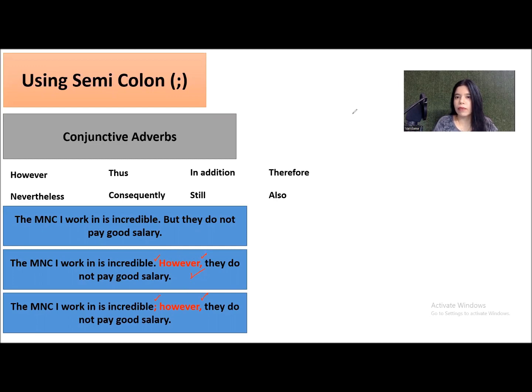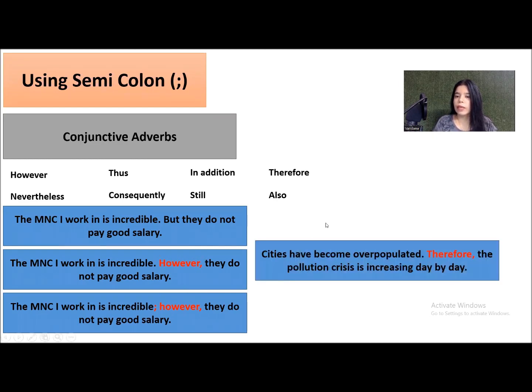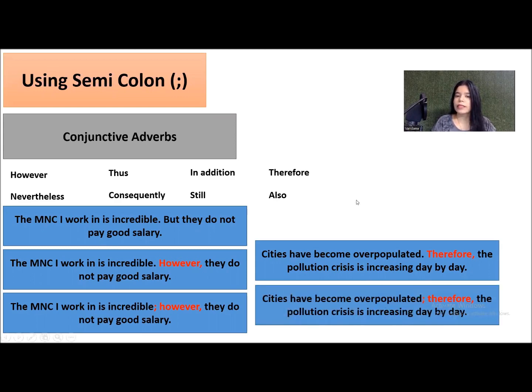Let's understand with one more example. It says here, cities have become overpopulated. Therefore, the pollution crisis is increasing day by day. Again, I'm using a comma after therefore because I have used it in the beginning of a sentence. Let's put it in the middle of a sentence and see: cities have become overpopulated; therefore, the pollution crisis is increasing day by day. I hope that makes it clear how to use semicolons.